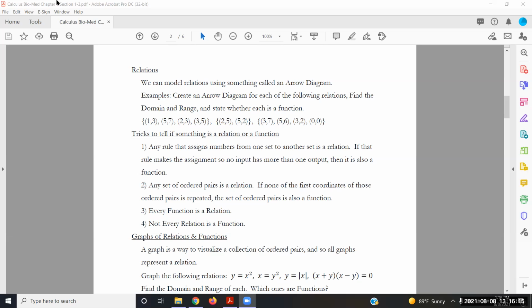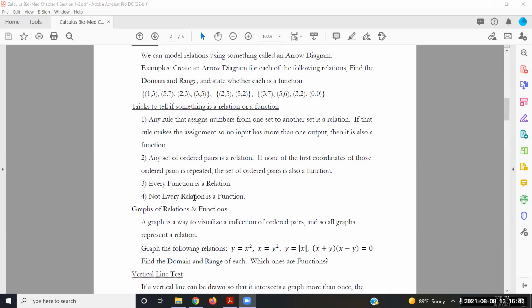And so, tricks to tell if something is a relation or a function. Any rule that assigns numbers from one set to another is a relation. If that rule makes the assignment that no input has more than one output, then it's also a function. Any set of ordered pairs is automatically a relation. If none of the first coordinates are repeated, then it's also a function. Every function is a relation. Not every relation is a function.